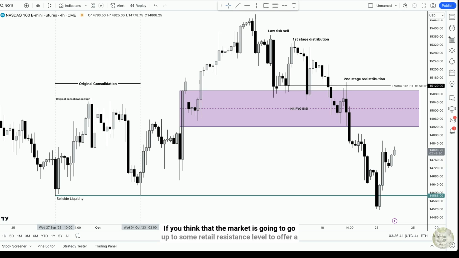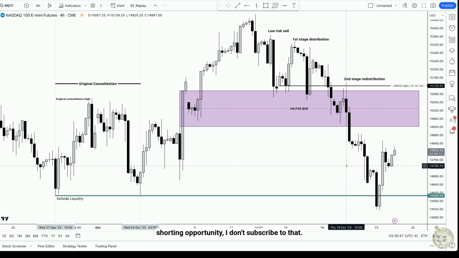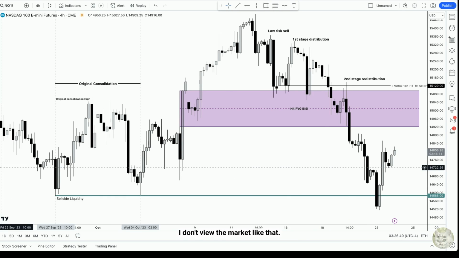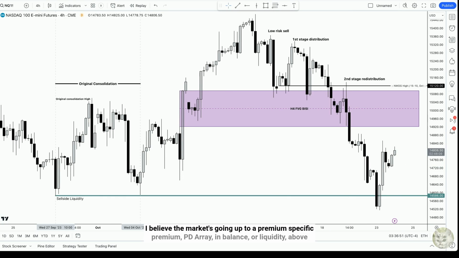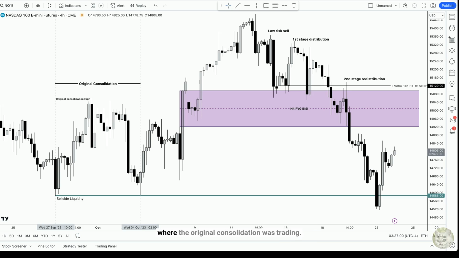If you think that the market's going to go up to some retail resistance level to offer a shorting opportunity, I don't subscribe to that, okay? I don't view the market like that. I believe the market's going up to a premium, specific premium PD array, an imbalance, or liquidity above where the original consolidation was trading, okay?